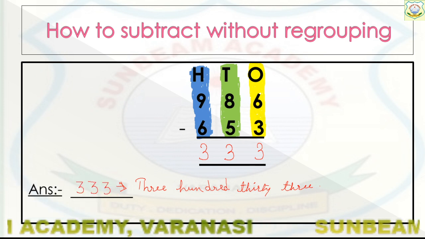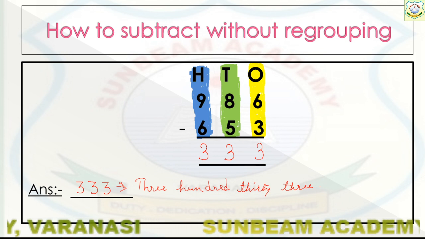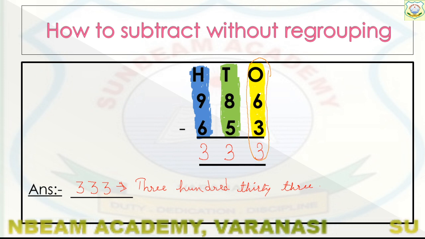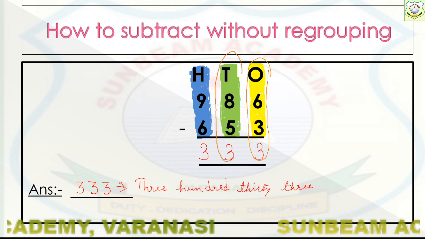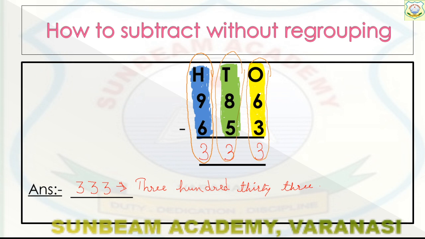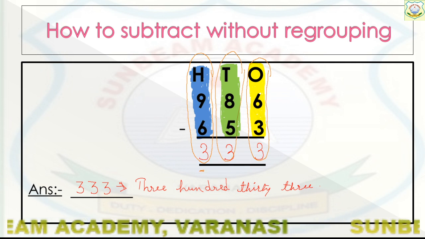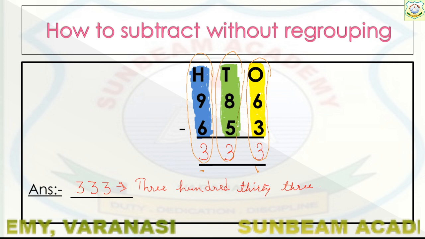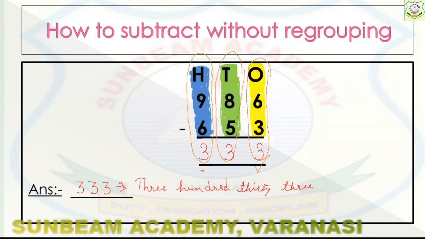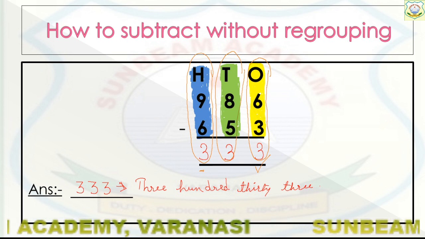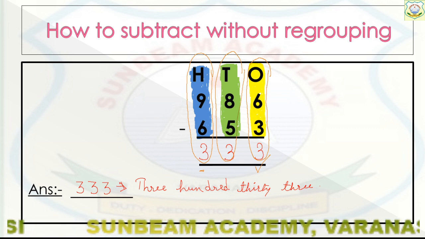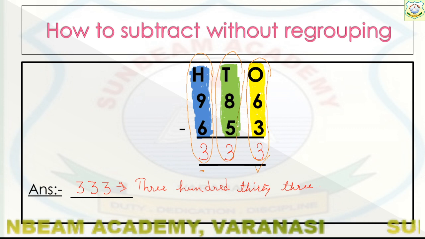Whenever you are going to do subtraction, please be very careful that you subtract the ones place together, then the tens place together, and then the 100 place. That should be the sequence. You can't start from the 100 place. Always you have to start the subtraction from the ones place. Got it? And then how to read it, you should know that. Okay? So 333. Understood, students? Okay. Now let's proceed further.